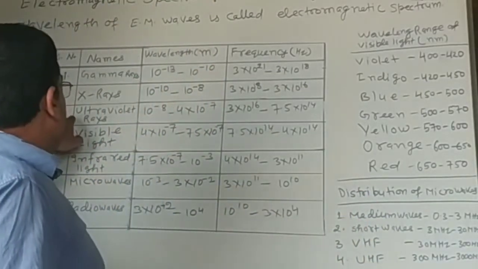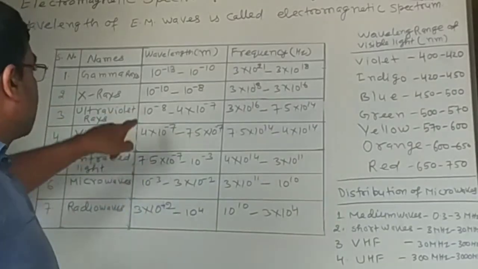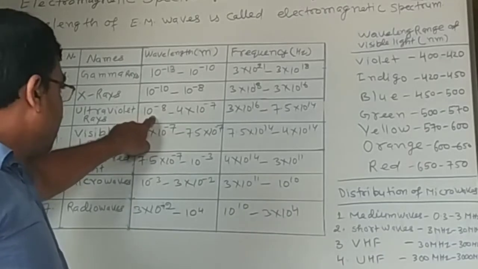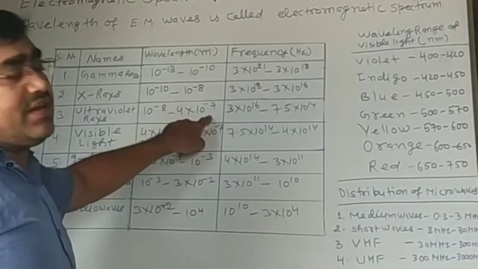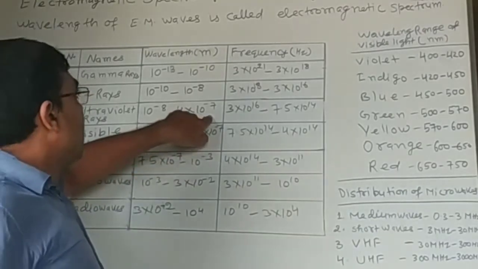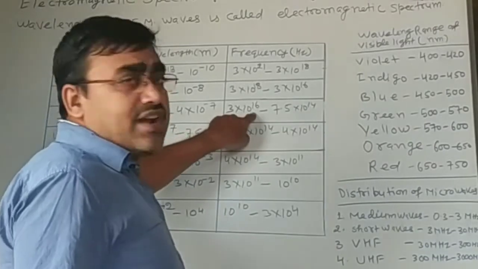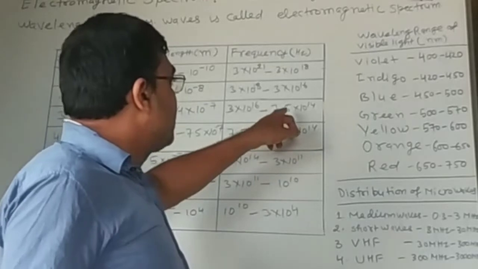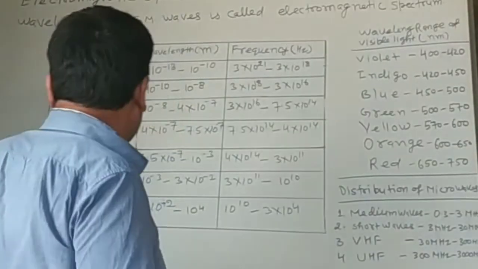Okay? Here, ultraviolet rays: its wavelength range is 10 to the power minus 8 meter to 4 into 10 to the power minus 7 meter, while its frequency range is 3 into 10 to the power 16 hertz to 7.5 into 10 to the power 14 hertz.